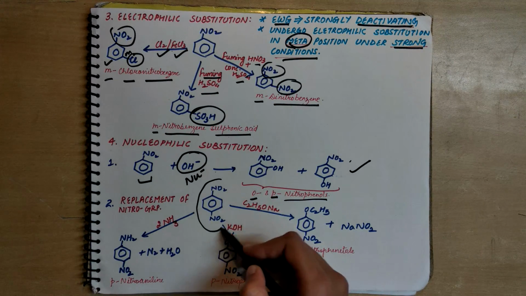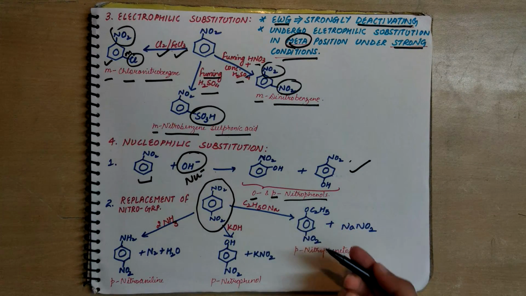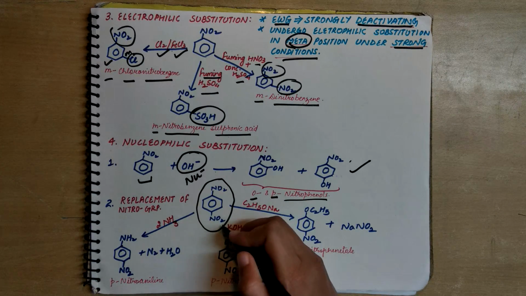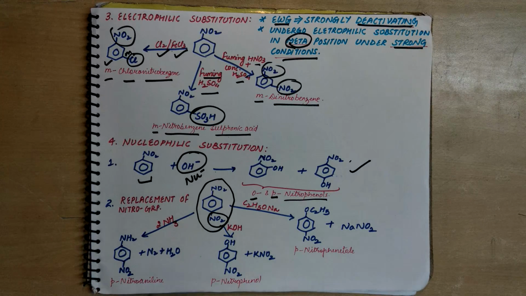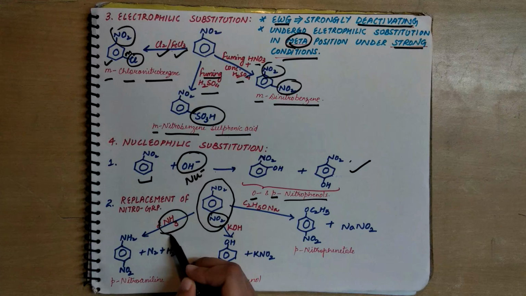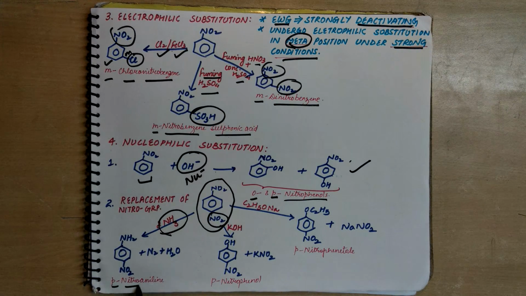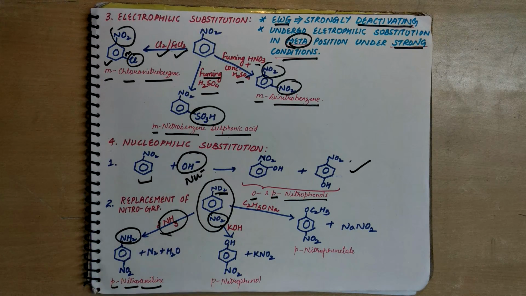This is a polynitro compound. In case of polynitro compounds, that means in which more than one nitro group is present, one of the nitro groups is replaced by the nucleophile. For example, when this polynitro compound is treated with ammonia, it forms para-nitroaniline. This nitro group is replaced by the NH2 group.